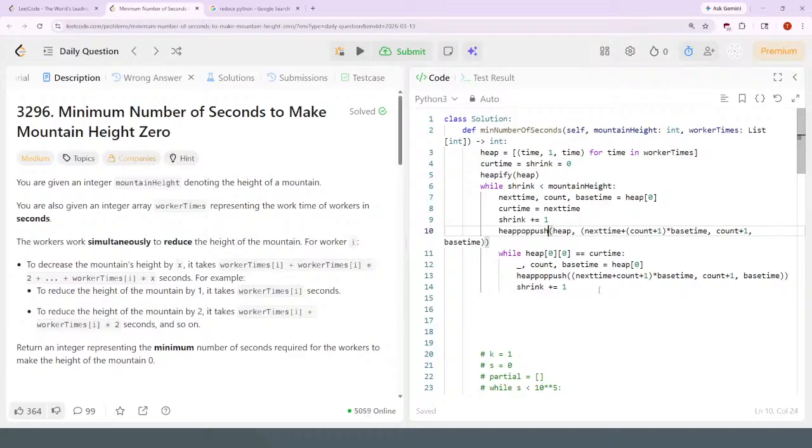Okay. And then while that is still... While there's other things that have that same time frame to reduce, then remove those and update them. Okay.